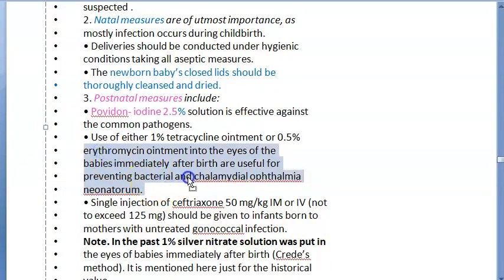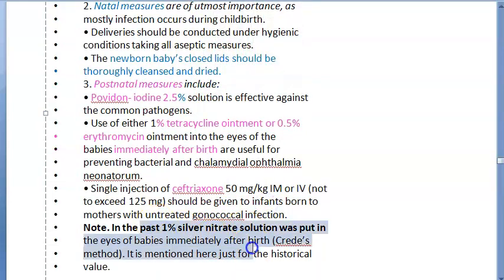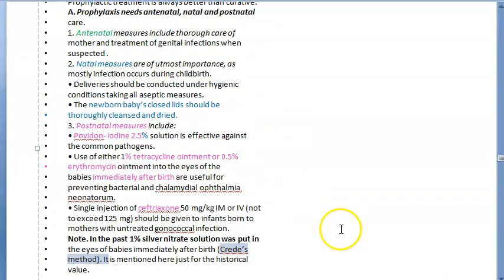So are they giving this immediately after birth, even before checking whether it has occurred? So 1% tetracycline or erythromycin immediately after birth. So this is more like prophylaxis. Yes, ceftriaxone they are giving. It should be given to infants born to mothers with untreated gonococcal infection. If the mother has an untreated gonococcal infection, better you give the baby ceftriaxone. Okay. Silver nitrate was used earlier, but they don't use it now, right? That was called Crede's method. Now they're not doing this because you know that it causes chemical conjunctivitis.